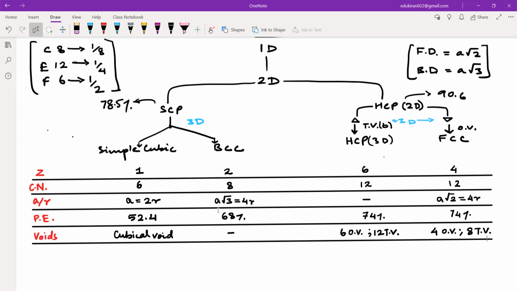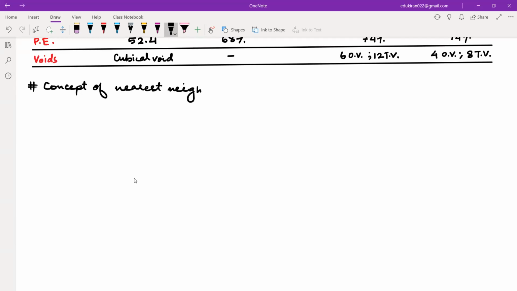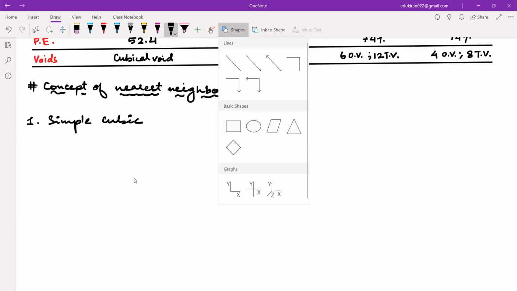Okay, fine. So now I will discuss a very small portion, which is the concept of nearest neighbor. I will start with simple cubic structure. Number 1, in simple cubic unit cell. So let me make that simple cubic unit cell first of all.